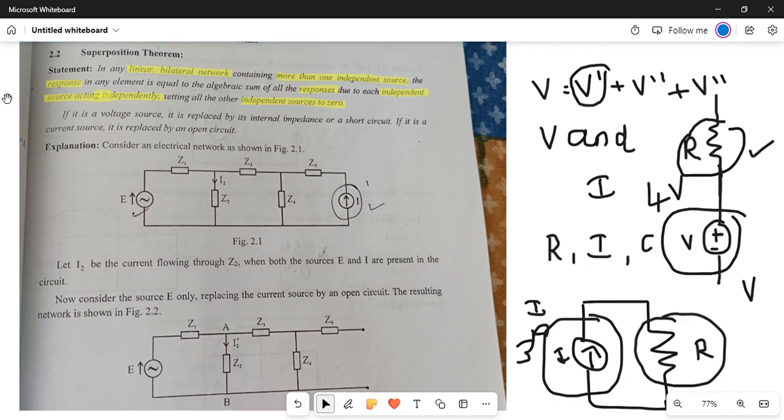So you'll understand this in a better manner. See, here it says if it is a voltage source, it is replaced by its internal impedance. So a voltage source is replaced by its internal impedance, or a short circuit. So if it is a current source, it is replaced by an open circuit.